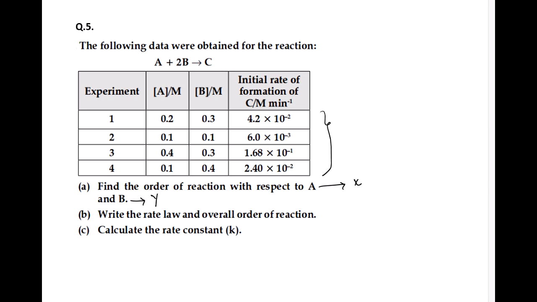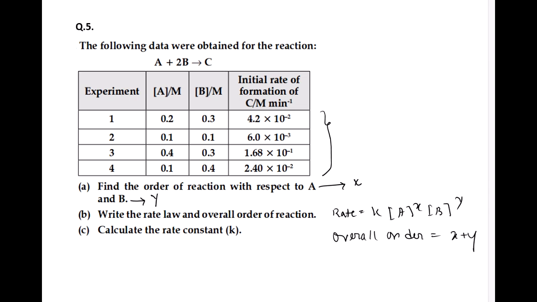So the rate law we can write in the format: rate equals rate constant, concentration of A to the power X, concentration of B to the power Y. And the overall order will be equal to X plus Y. Then, taking any one of the data, we calculate the rate constant.